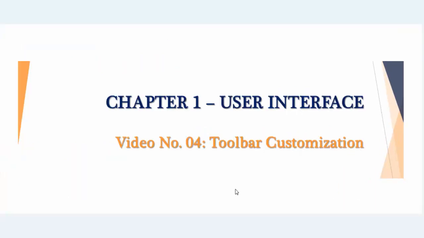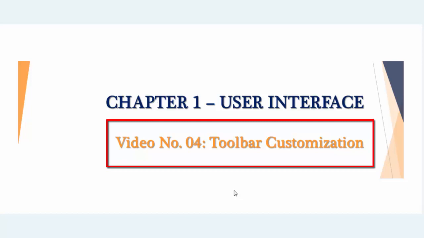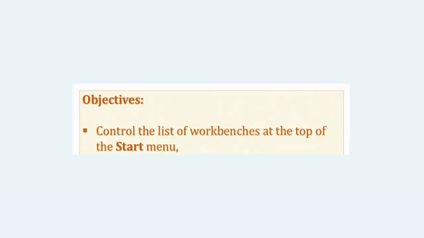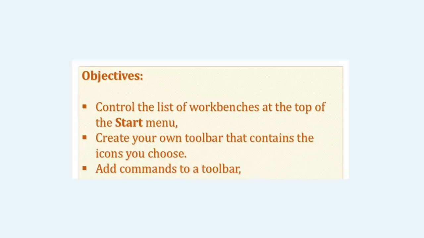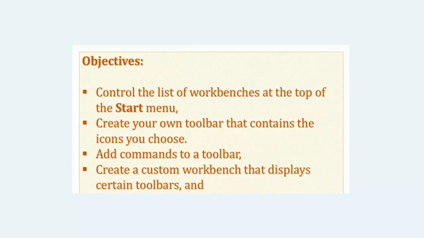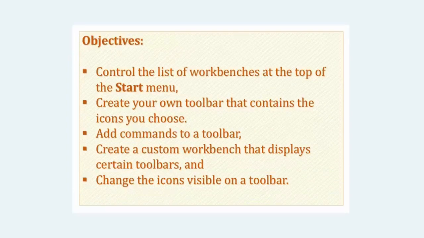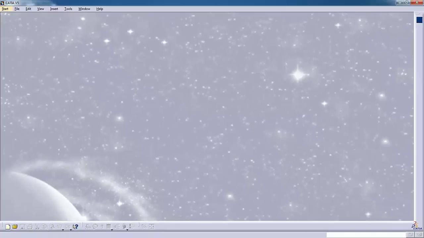Hello and welcome to this video segment about toolbar customization in CATIA. In this lesson you will learn how to control the list of workbenches at the top of the Start menu, how to create your own toolbar that contains the icons you choose, how to add commands to a toolbar, how to create a custom workbench that displays certain toolbars, and how to change the icons visible on a toolbar. So let's get started.